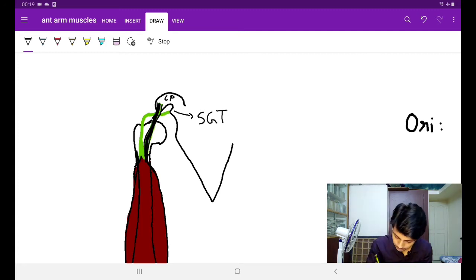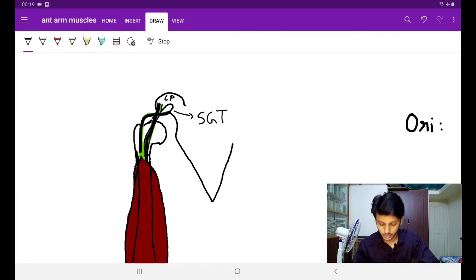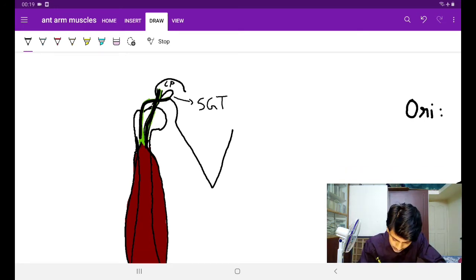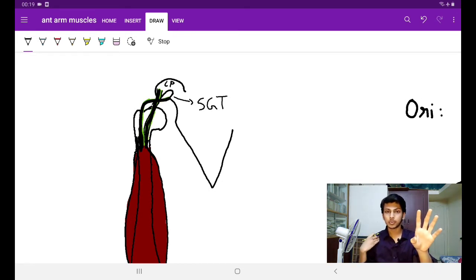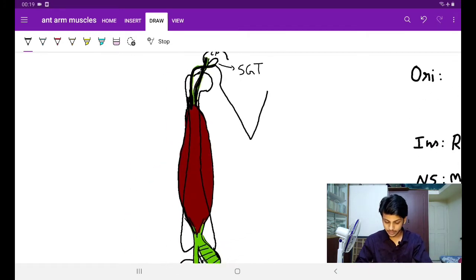This is the long head of biceps. The long head of biceps is coming from the supraglenoid tubercle. Why is it called long head? See here, guys. The course of the biceps short head is only this much. The long head has to go like this and come down, so it is longer. So it's called long head. These were the two heads of biceps brachii. Short head from the coracoid process, long head from the supraglenoid tubercle. They are both coming and forming a muscle belly.